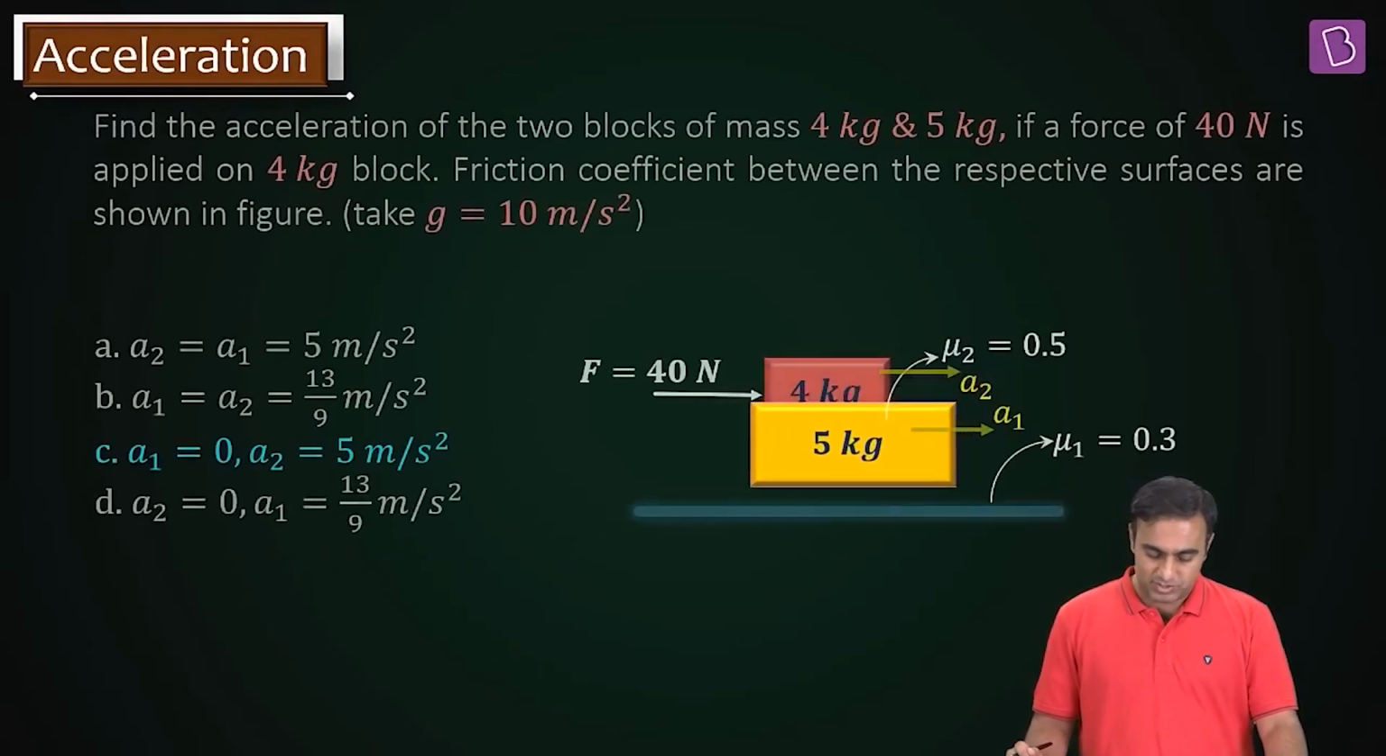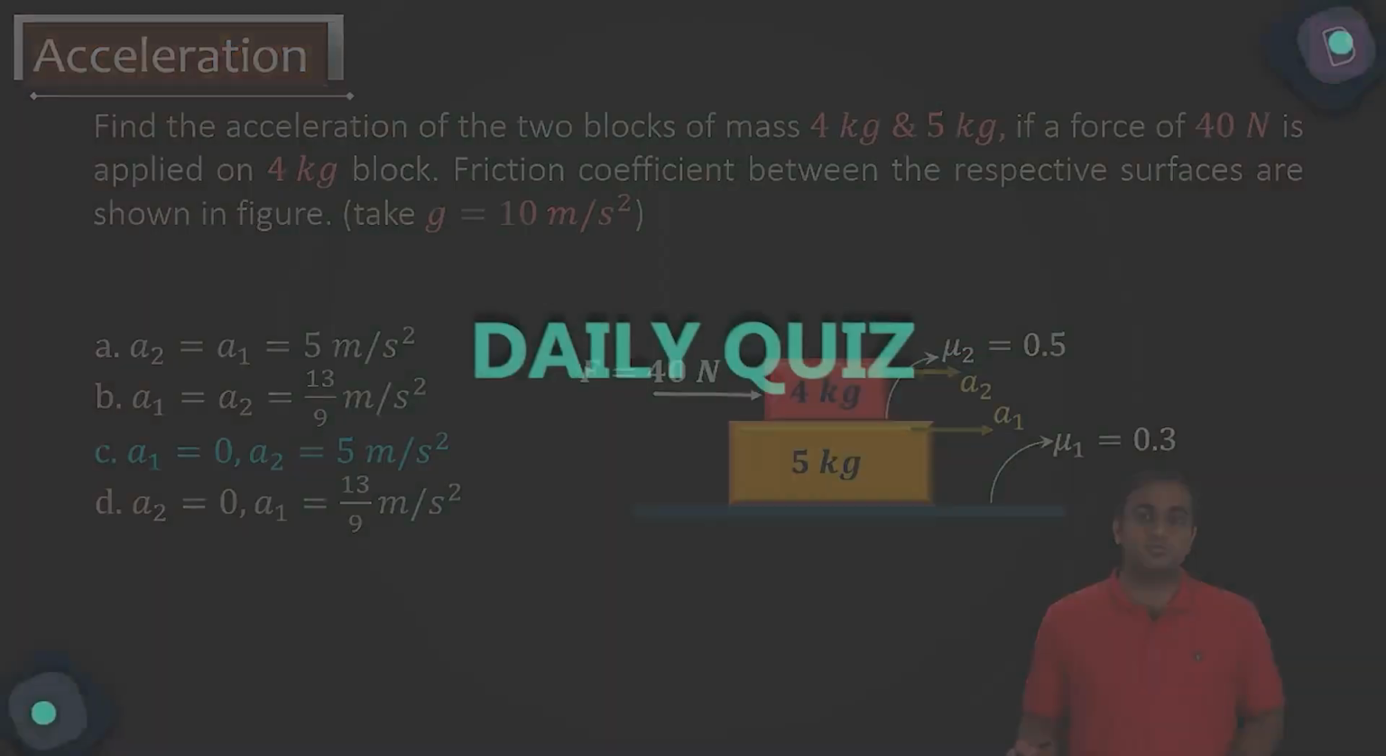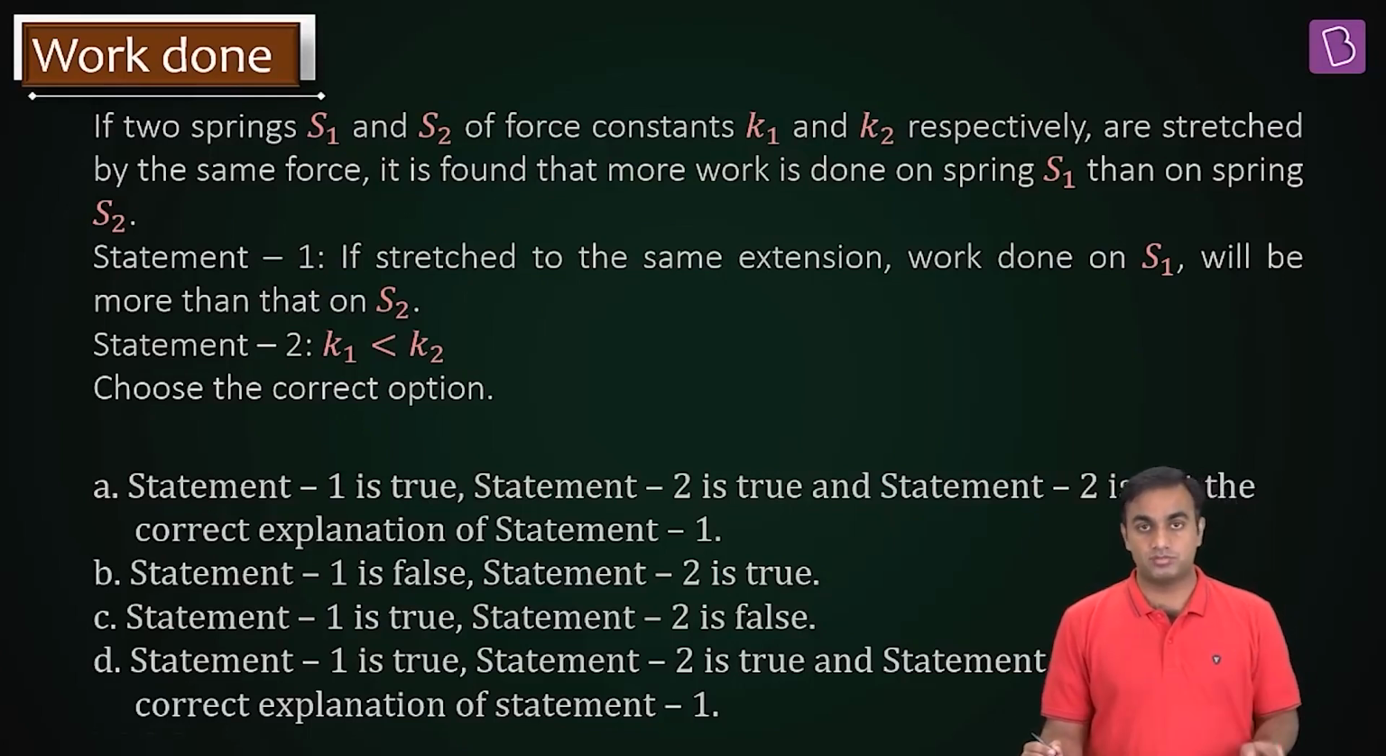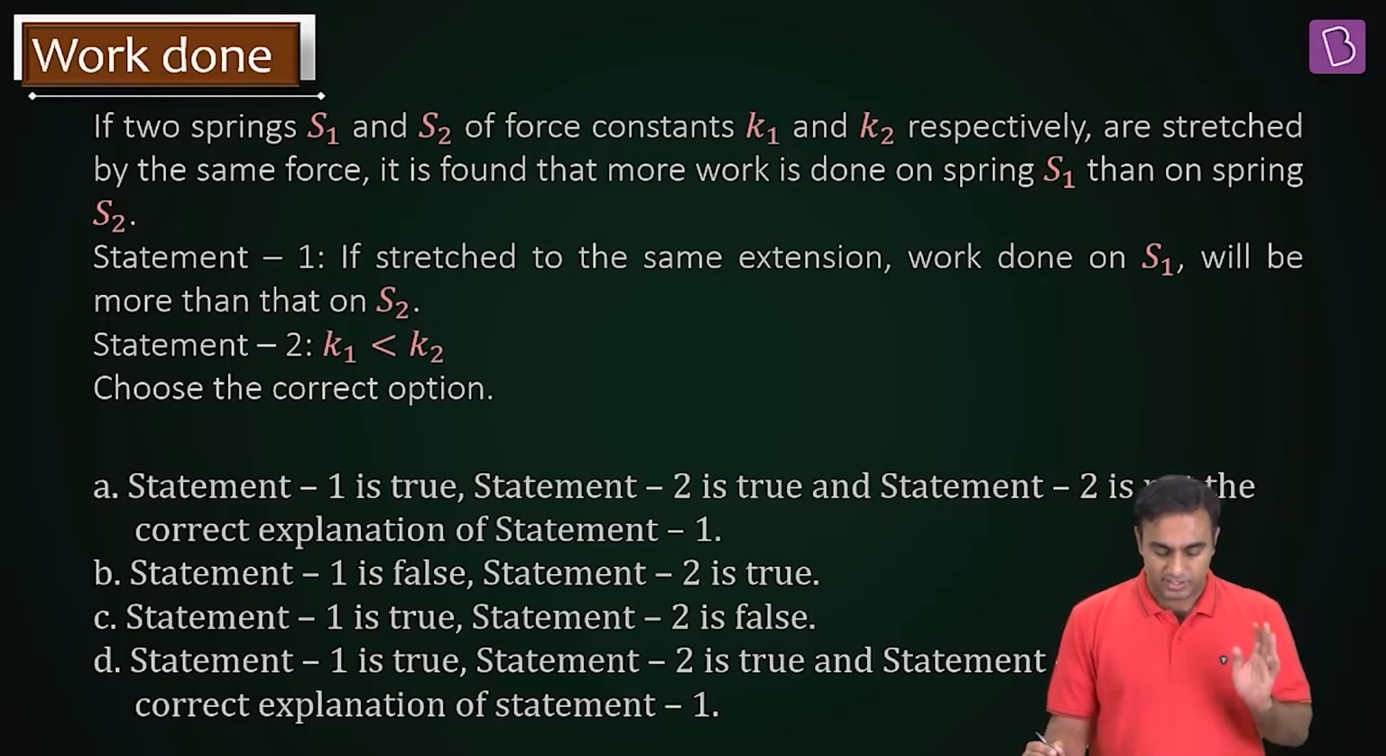Then, which is the correct option for this question? It is C. Next, we have a question with options based on two statements. First, the data. If two springs S1 and S2 of force constants K1 and K2 respectively are stretched by the same force, it is found that more work is done on spring S1 than on spring S2. Now, statement number 1. If stretched to the same extension, work done on S1 will be more than that on S2. Statement number 2. K1 is less than K2.